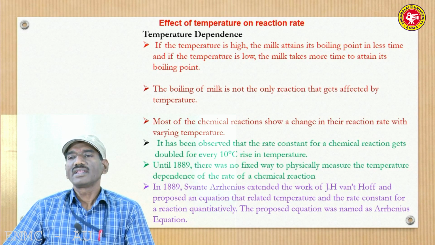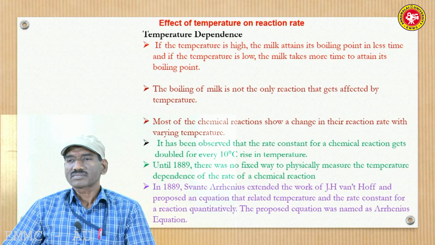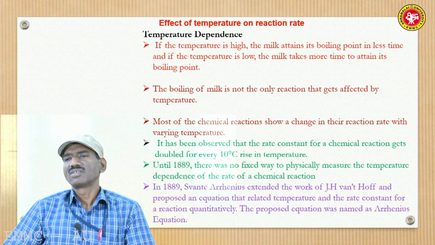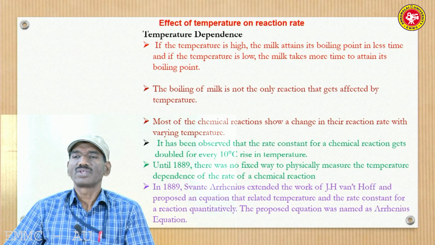Until 1889, there was no fixed way to physically measure the temperature dependence of the rate of a chemical reaction. In 1889, Arrhenius extended the work of J.H. Van 't Hoff and proposed an equation relating temperature and the rate constant for the reaction quantitatively. The proposed equation was named the Arrhenius equation. This is a well known equation in chemical kinetics.